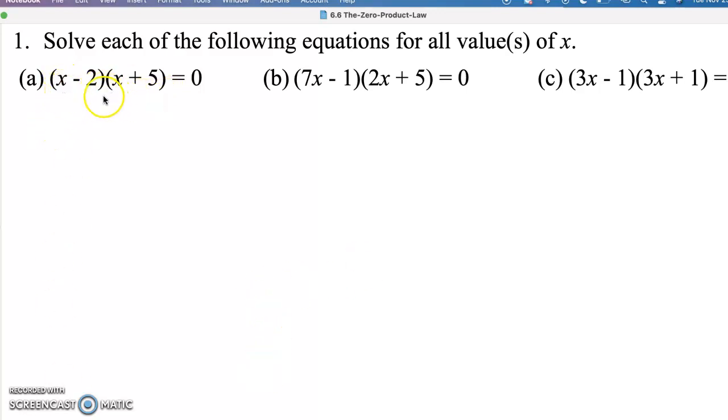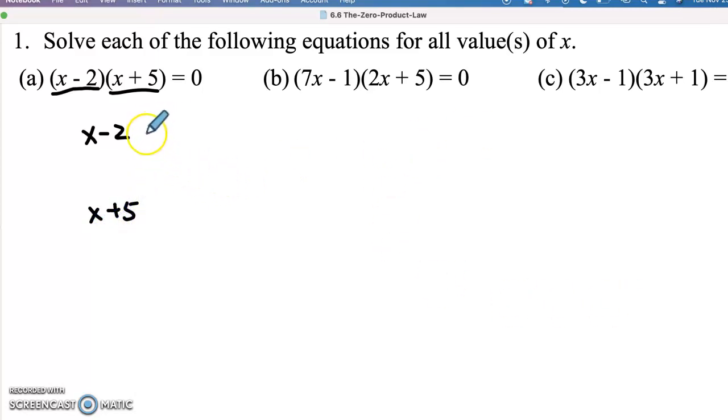(x - 2)(x + 5) = 0. Alright, so we see two factors. The first factor is x minus 2, and the other factor is x plus 5.